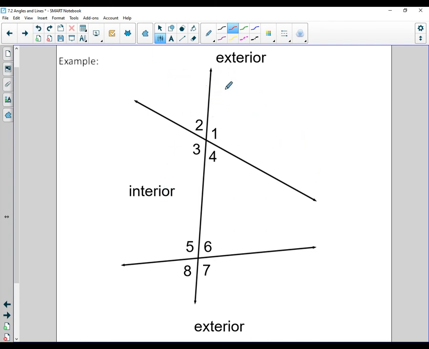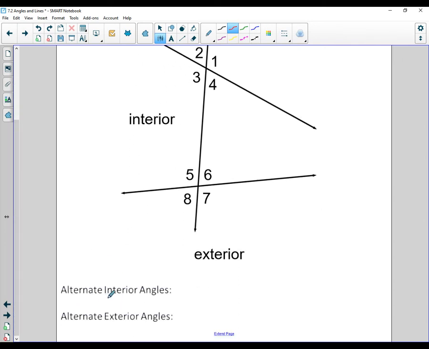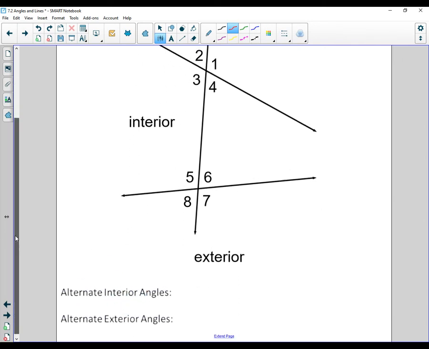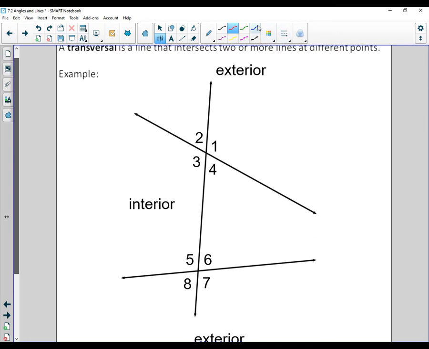Interior inside, exterior outside. And then we have a couple other things: alternate interior angles and alternate exterior angles. Alternate interior ones, well, those are going to be the angles on the interior, so 3, 4, 5, and 6. And alternate kind of means like switch. So the alternate angle to 3 is 6. Those are alternate interior angles. The alternate interior angle to 4 is the other one that's on the inside and across from the line, the alternate side.